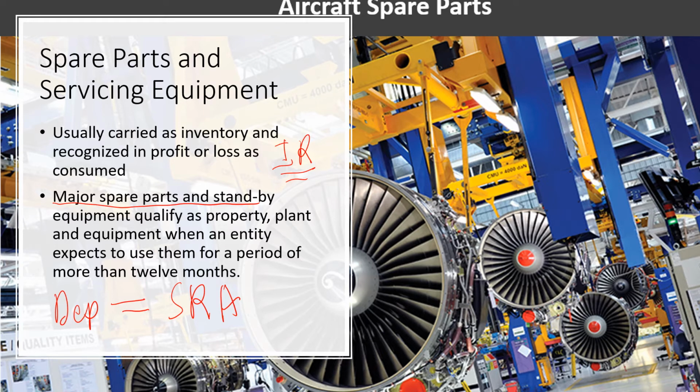the expense recognition principle the company uses should be immediate recognition. While if that is a major spare part, for example, spare parts of airplanes or big machines in a factory, the rule is, since you can use that for more than a period of time, you should depreciate that, and the expense recognition principle to be used is the systematic and rational allocation principle.